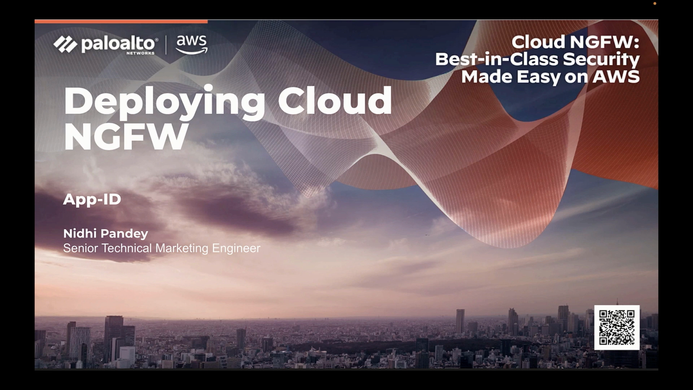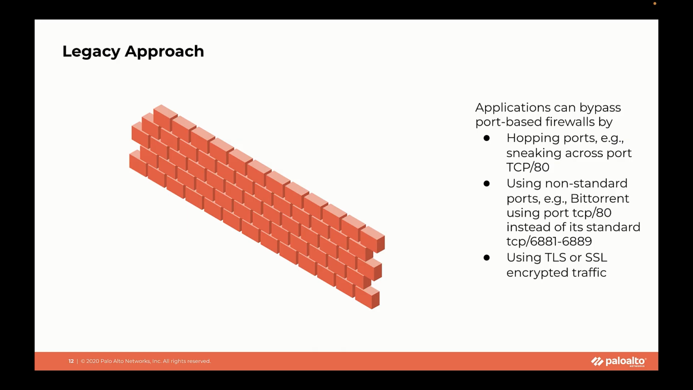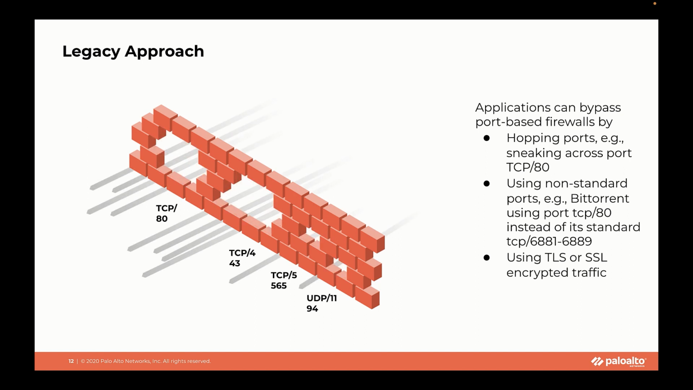In this video, we will look at the App ID feature with Cloud NGFW. Traffic classification is an important aspect of security policy. Traditional firewalls classified traffic by port and protocol. However, this approach is inadequate, as applications can bypass it by hopping between ports, or hackers can use well-known open ports to launch an attack. For example, TCP port 80 or UDP port 53.